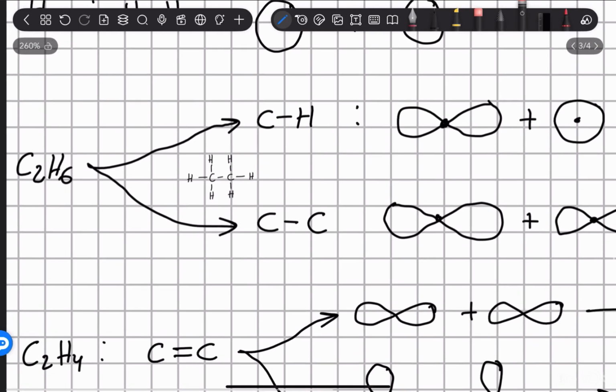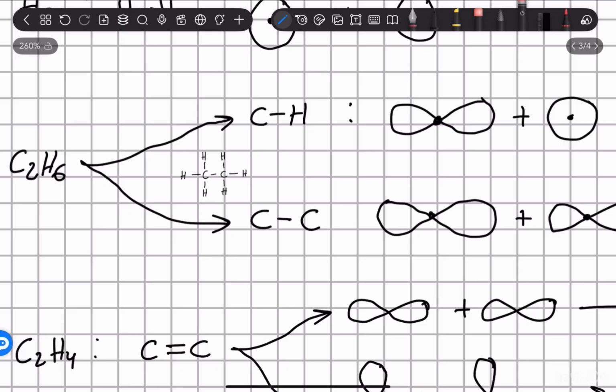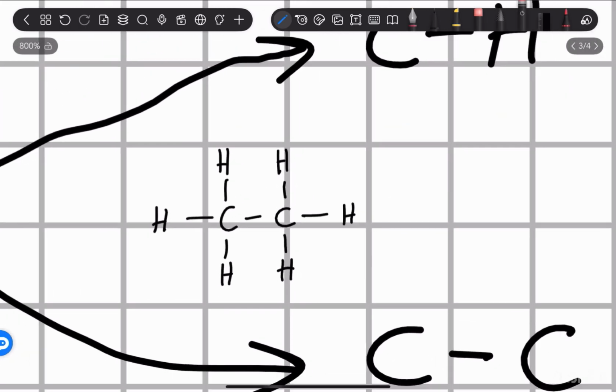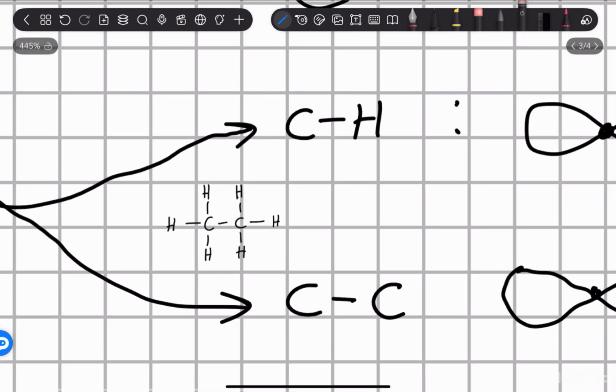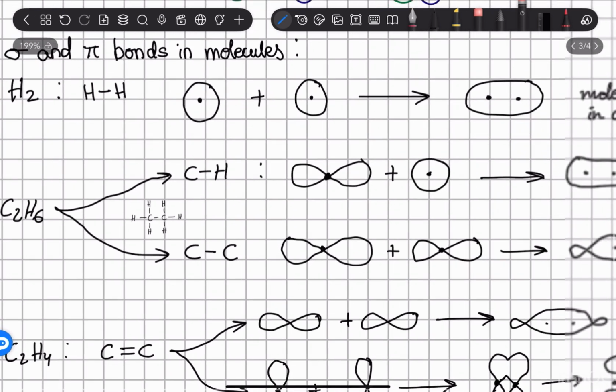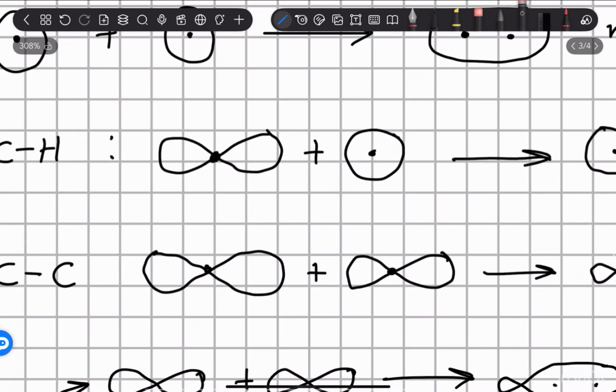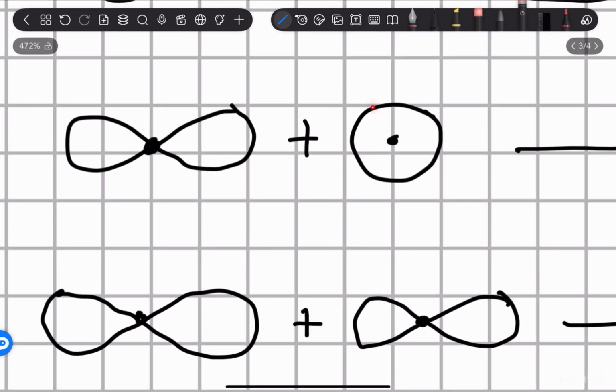Alright, the next example is ethane. Now there's ethane and then there's ethene. Ethane, C2H6. This is what it looks like. The two bonds we're going to look at within ethane are the CH bond and the CC bond. The CC bond, you already know what it is. It's the CH bond that is the sp orbital. An sp orbital is essentially one s orbital and one p orbital.